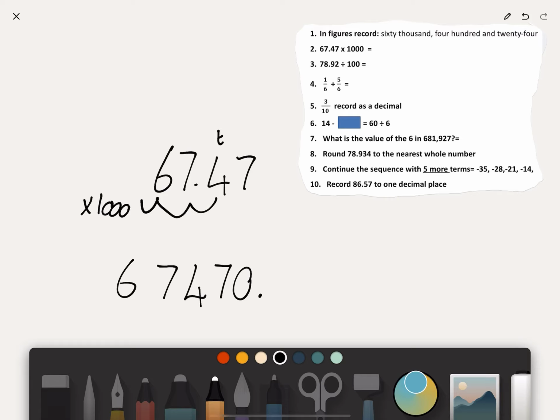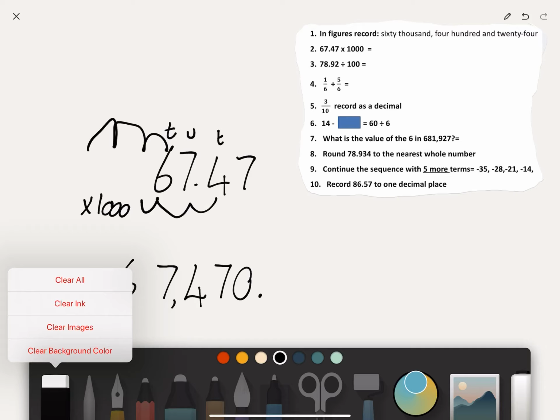Okay, and let's just check. So this was units, this was tens. So if tens is going to jump 3, it'll go hundreds, thousands, 10,000s, sorry. 67,470, yeah. Okay, you can tell I haven't done maths in a couple of weeks.